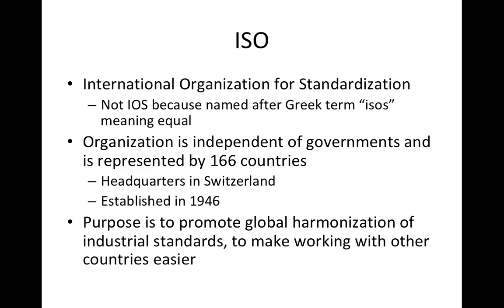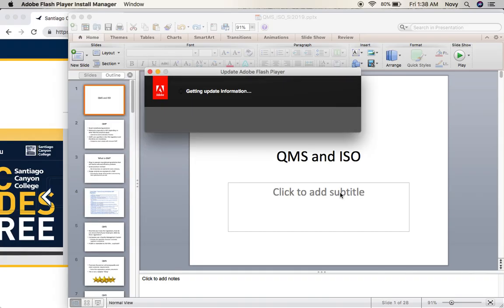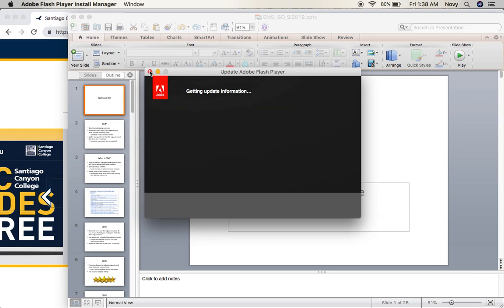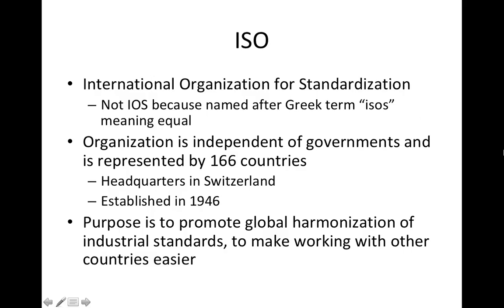Now, kind of changing gears, we're going to talk about ISO. So ISO stands for the International Organization for Standardization, but it is not spelled IOS. They use ISO because it's named after the Greek term isos, which essentially means equal. So all things are equal.